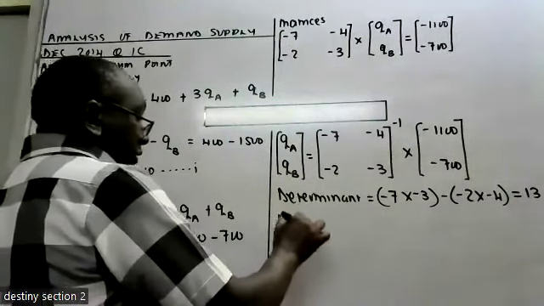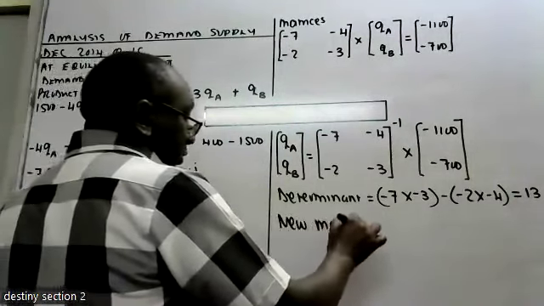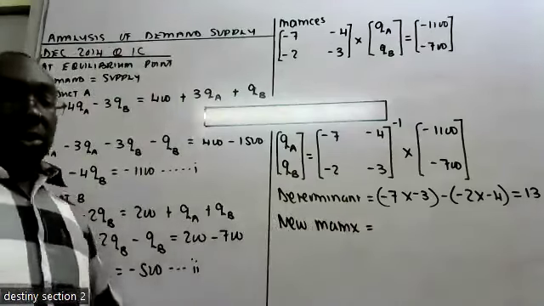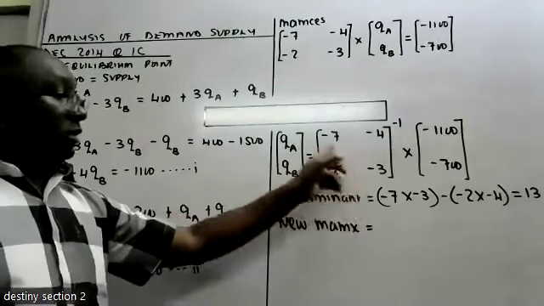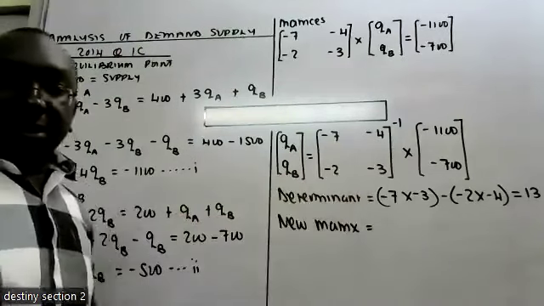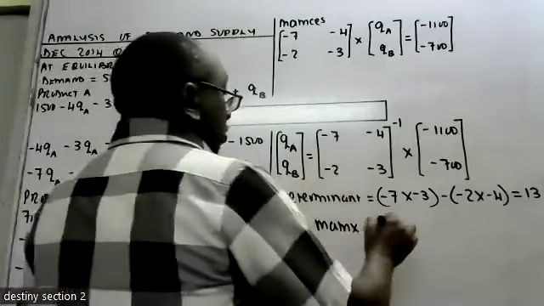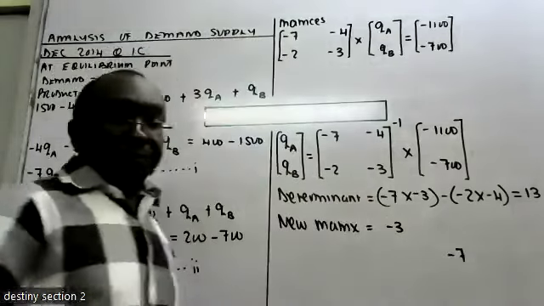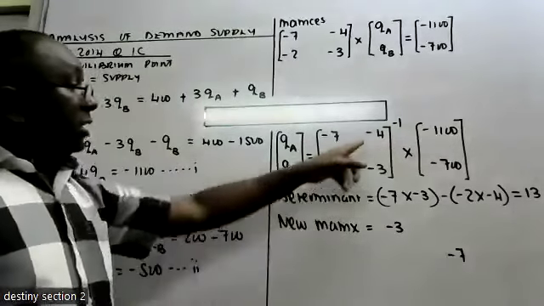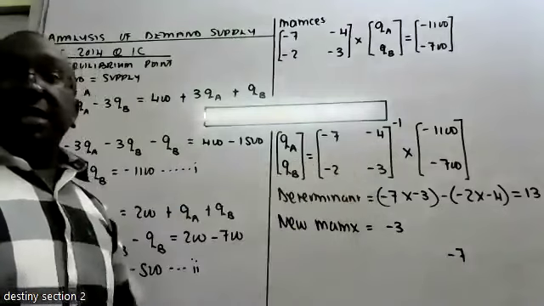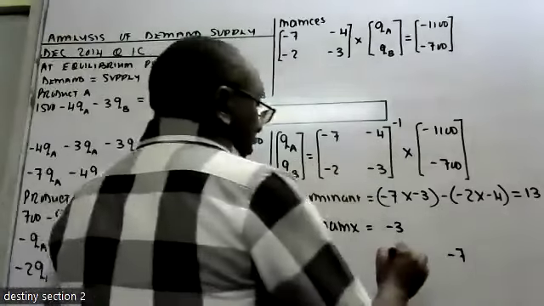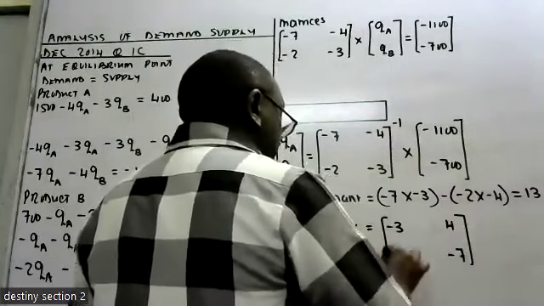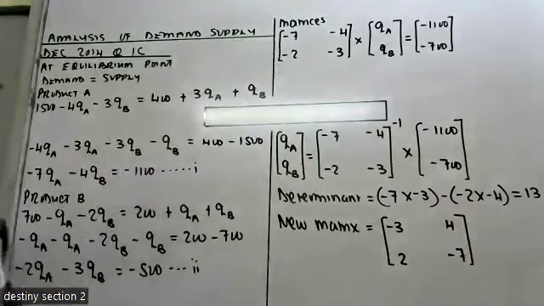Then you proceed and seek to get the new matrix. The new matrix, we said what you do, you interchange these major diagonal elements in terms of their positions, so that this is minus 3 and this is minus 7. And then these minor diagonal elements, you change their signs. So this remains as 2 and this remains as 4.